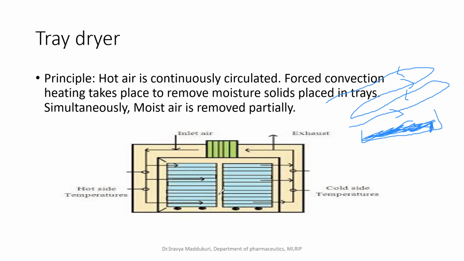Disadvantages: it comes over dry. Sometimes the contents in your tray dryer tend to get over dry. Operation is very long. Sometimes if you have big equipment, it will take almost 24 to 72 hours. So it is not suitable for large scale production, and thermolabile drugs or substances cannot be dried. This is about the tray dryer.